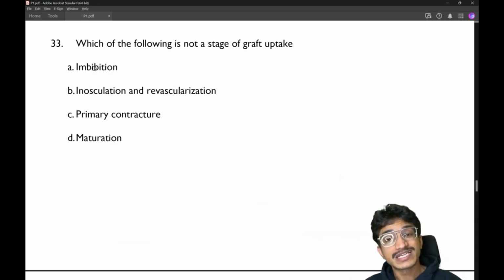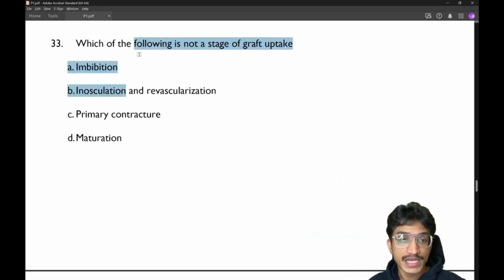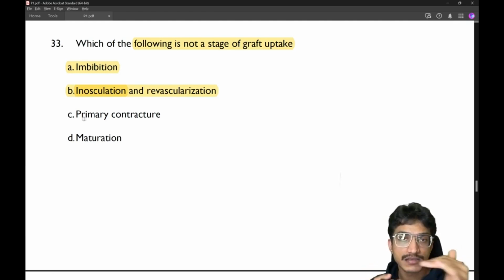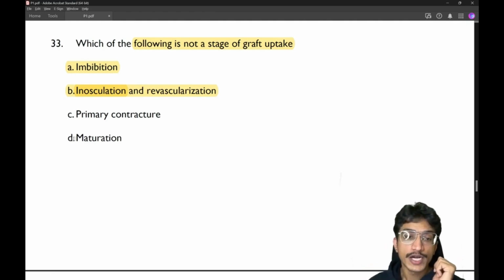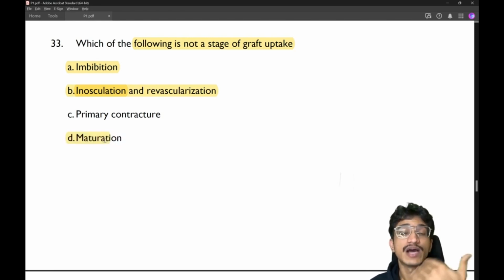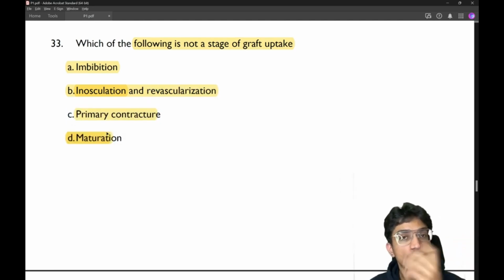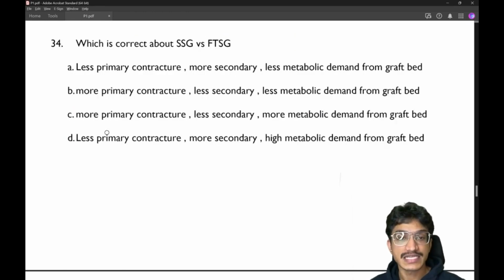Which of the following is not a stage of graft uptake? So we have imbibition, inosculation and revascularization. Maybe primary contracture, actually it occurs according to the thickness of the graft. It occurs in all, split thickness, full thickness, thin and thick. So according to me, maturation is not a stage of graft uptake. I could not find a solid proof whether it should be primary contracture or maturation, but according to what I went through in Sabiston and Schwartz, I feel maturation should be the answer in this case.